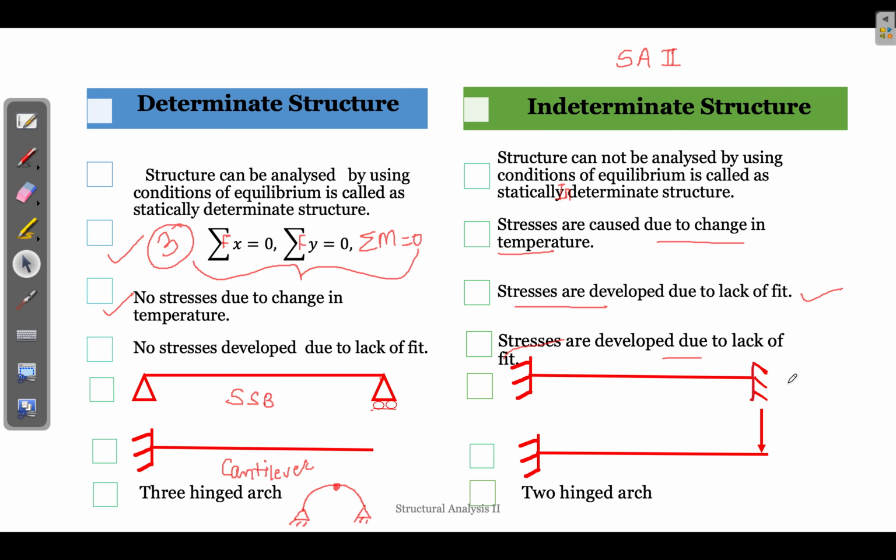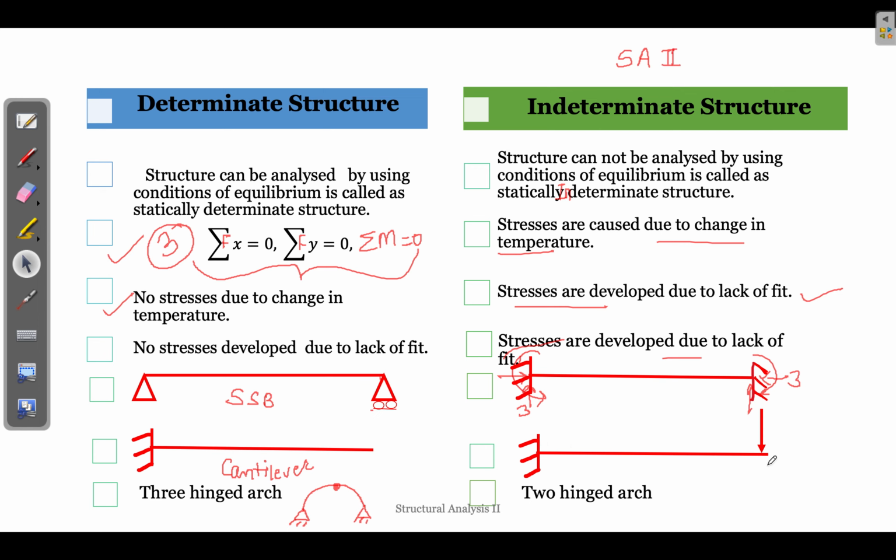So this is a fixed beam. This is an indeterminate structure. We cannot solve this beam using these 3 equilibrium equations. So why is it so? Because of the summation of forces, here there are 3 reactions at each end: vertical, horizontal, and moment. So there are 6 reactions. So we cannot solve it. It is an indeterminate structure.